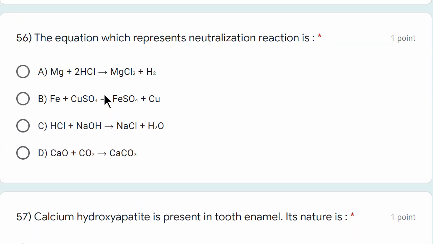Now, 56th question. The equation which represents neutralization reaction. So, neutralization reaction, it is usually acid plus base. So you'll note acid plus base is hydrochloric acid plus sodium hydroxide, which is neutralization.